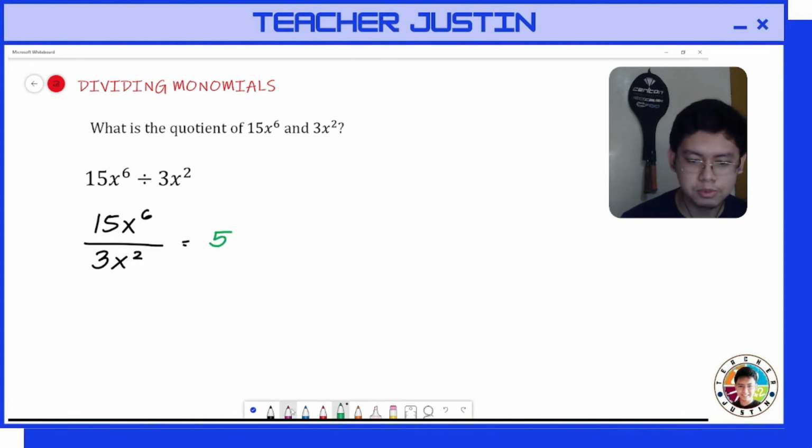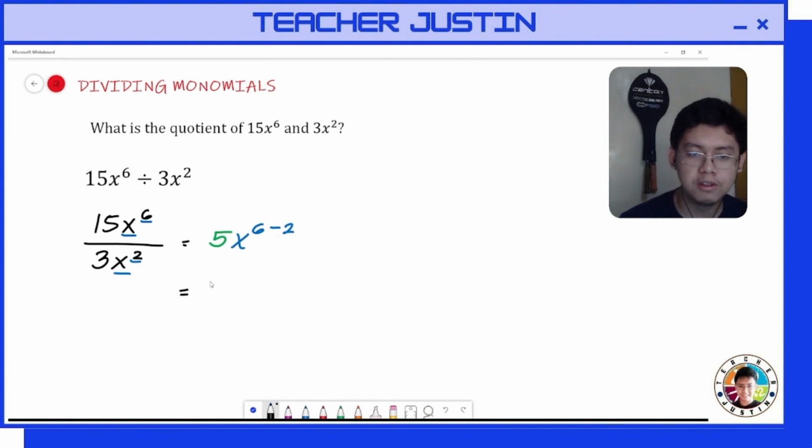Then let's proceed to the variable. So we have x raised to 6 divided by x squared. Since they have the same variable, we will copy the base and then apply the law of exponent, which is the quotient rule, wherein we will subtract the exponents. So 6 minus 2.